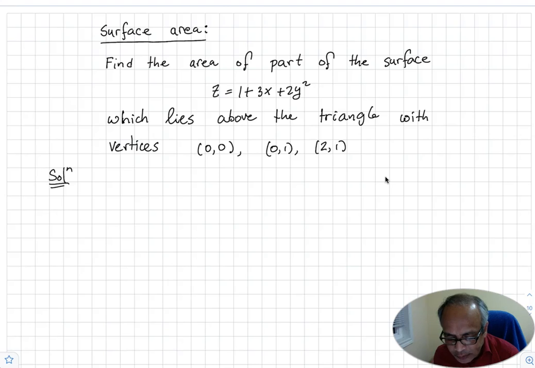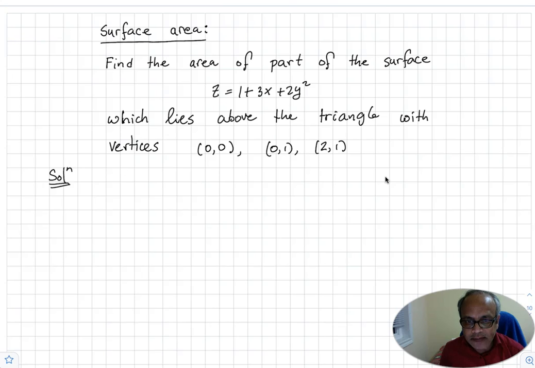I will use an example to illustrate the concept. I have earlier discussed the parameterization of the surface, and I'm assuming that you have understood how to parameterize. So the surface here is given by this equation: z equals 1 plus 3x plus 2y squared. It is not necessary to perfectly visualize this surface, but just imagine that it is not a plane, because y squared is quadratic. Okay, it is a quadratic surface.